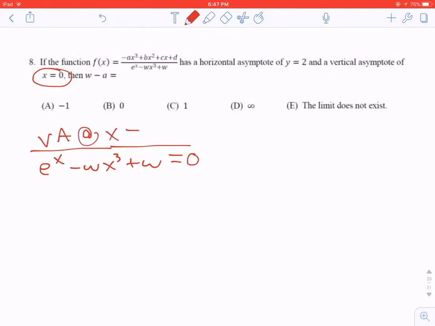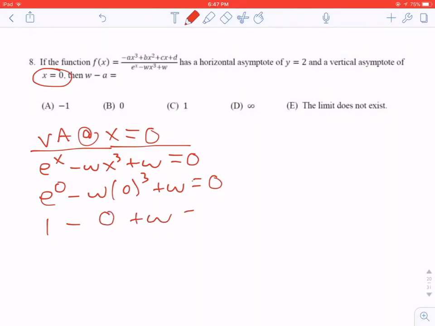This is the part that I ignored. It's pretty important, and I ignored it and focused on something else. So if I replace each of the x values here with 0, because we know that's the solution, because we're told it's the solution, we end up with e to the 0 is 1 minus w times 0 cubed is 0 plus w equals 0. We end up with w equals negative 1.